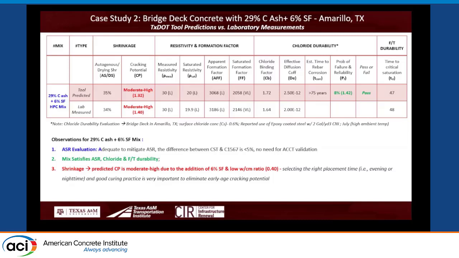But what about transport property? Fantastic transport property. See here, 8%, 1.42 is pass. So transport property is okay. ASR is okay. You are using 29 plus 6% silica fume. Fantastic ASR. You don't need any concrete testing. So ASR done. Transport property, freeze-thaw durability, everything is okay. But shrinkage cracking is a red flag.